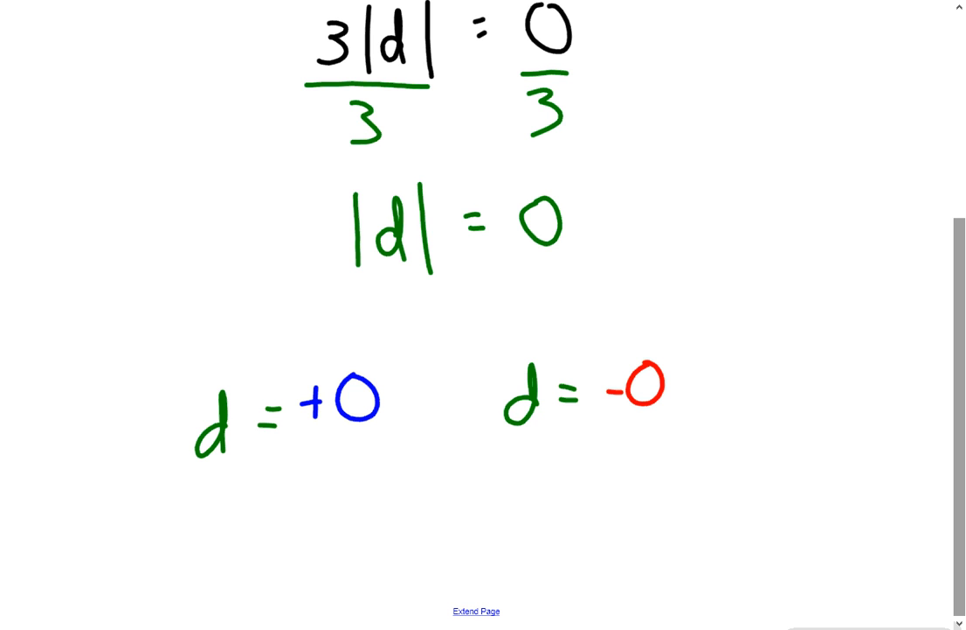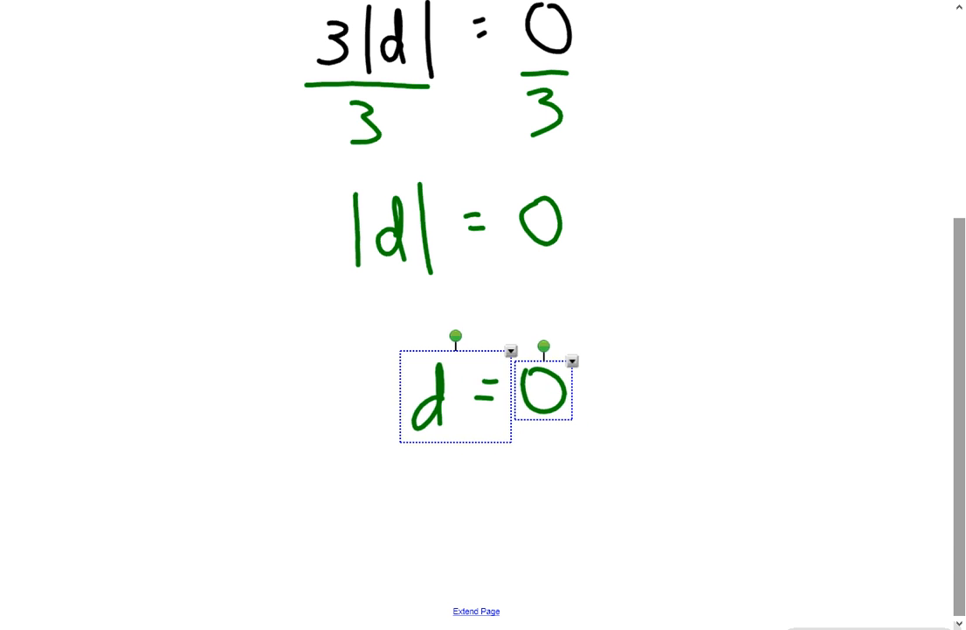So we don't have to worry about the two. I'm going to get rid of that positive, and we just end up with d equal to 0. So sometimes our absolute value equations will only get the one solution.